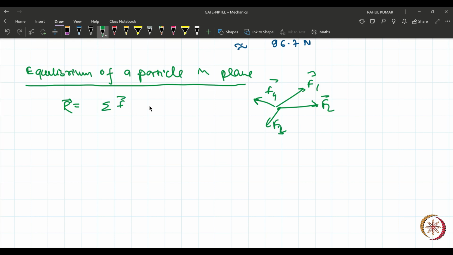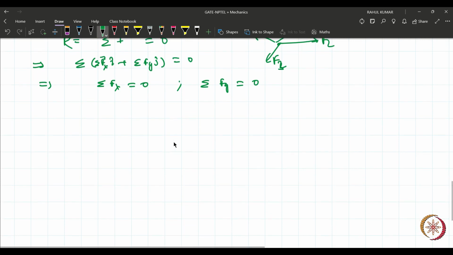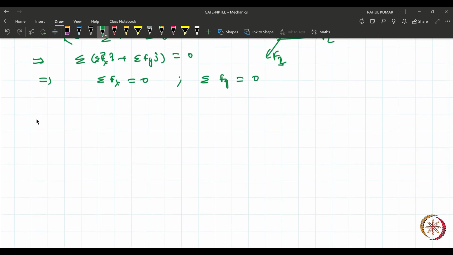Resultant of all forces must be zero. And if you resolve all these forces into two components, x and y, then what will it be? Summation of Fx i cap plus summation of Fy j cap equal to 0. Now if you separate the i component and j component, then summation of Fx equal to 0 and summation of Fy equal to 0. Now let's move to the FBD of a particle, not a rigid body.